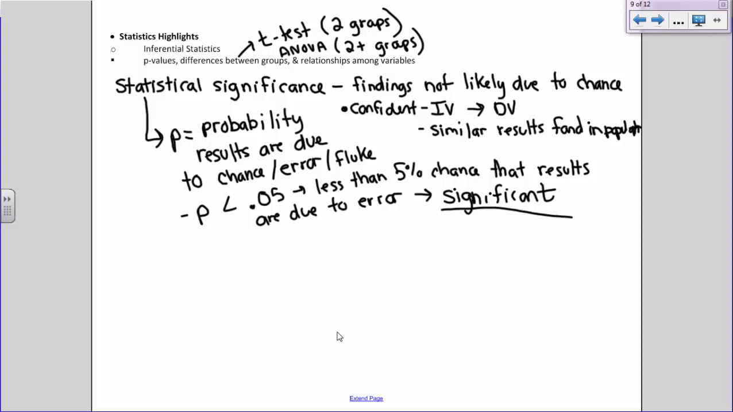So if I had a financial incentive group, a pie in the face group, and maybe a control group that had no incentive whatsoever, right? I'd have three groups, I could run an ANOVA. Now, when we look at relationships among variables, typically we are talking about correlation, which I'm going to focus on in a minute, and also regression, which is when you take a correlation or a relationship between variables and use it to make predictions.